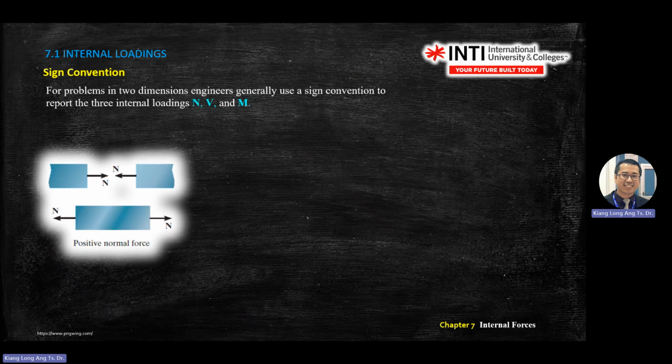This is just the general rules we use when we do internal loading analysis. If you have the structure pulling both ends, we call it tensile loading. When you cut the center, imagine the middle part wants to join together, so the force will always point toward each other. This is tensile loading.